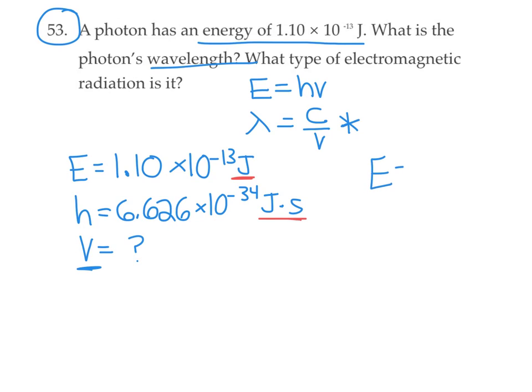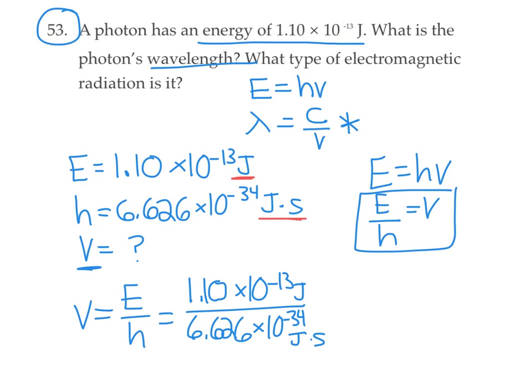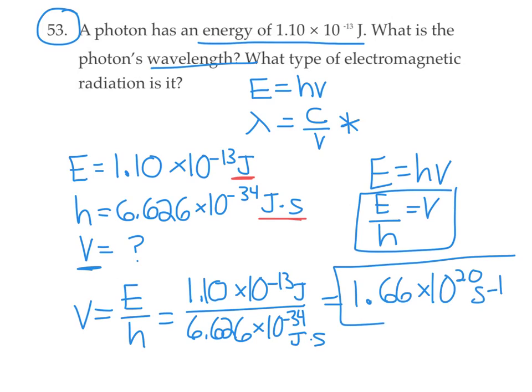Now, the formula is E equals hv. I am solving for v, so I'm going to divide both sides by h. So this is really the setup I'm about to use, and I'm going to write it right down here, and then I'm going to plug in my values. And once I have it all set up, I will enter it in my calculator, and for this part of the problem I will get 1.66 times 10 to the 20th. And my units are s to the negative 1.